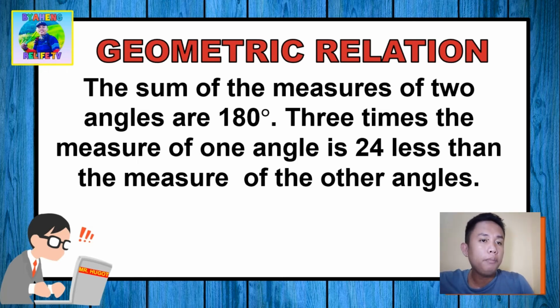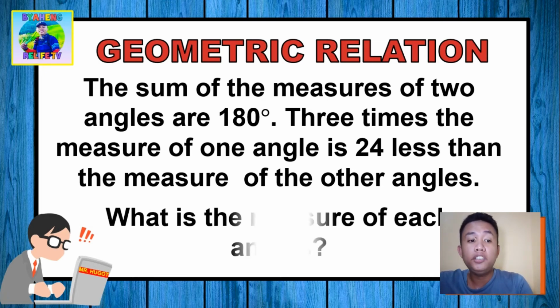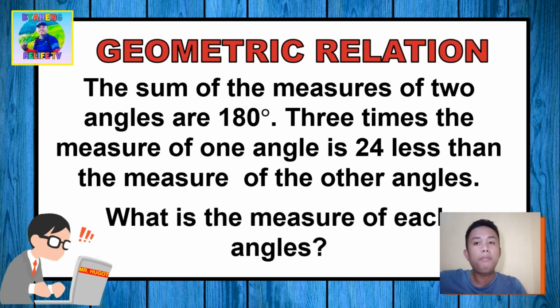The sum of the measure of two angles is 180 degrees. So, preferably, they are supplementary. Tandaan nyo ba yun? Supplementary? Okay, tandaan nyo po. So, 3 times the measure of one angle is 24 less than the measure of the other angle. So, what is the measure of each angle? Ito po yung problem natin.